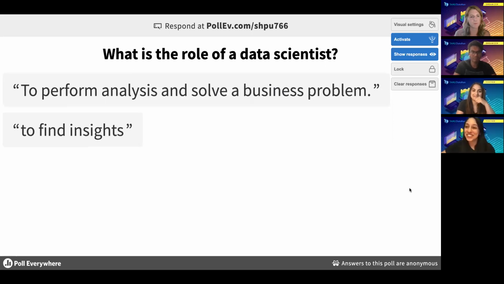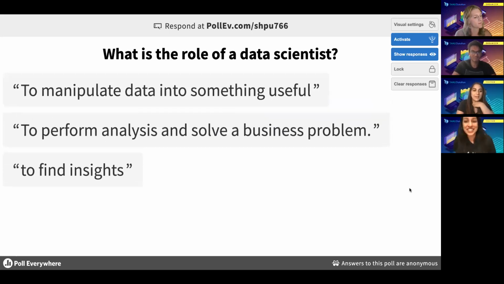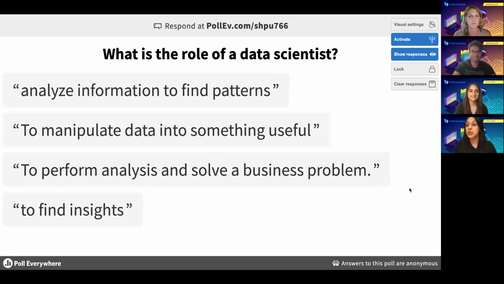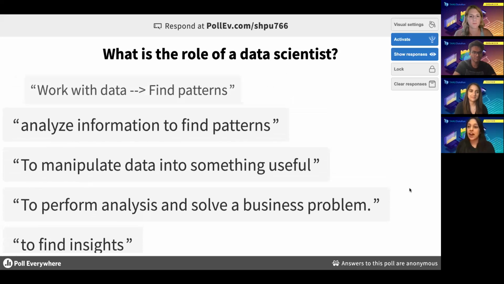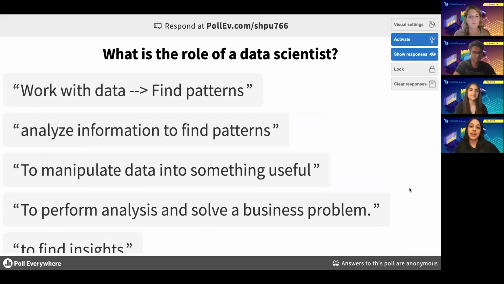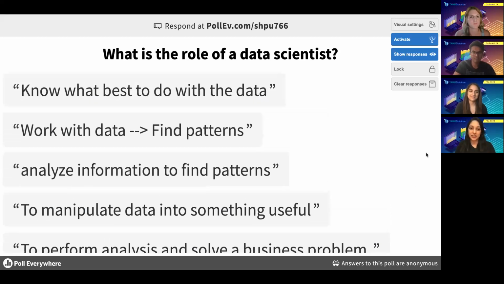Yep, starting to see them come in. Yeah, so I definitely think these two that just showed up are super important to the role. We want to perform analyses. We definitely want to solve some problems and do something useful. Sometimes we need to find patterns in the data and really understand and interpret weird information that we're seeing and put it all together into a finding. Yep, finding patterns, definitely. Know what best to do with data.